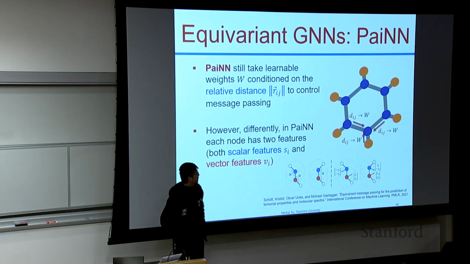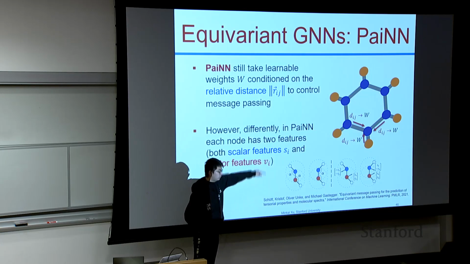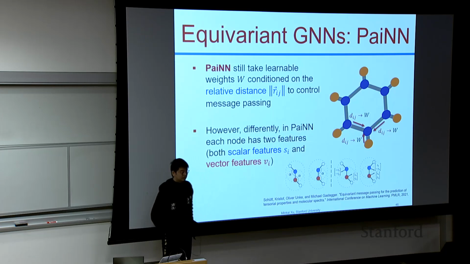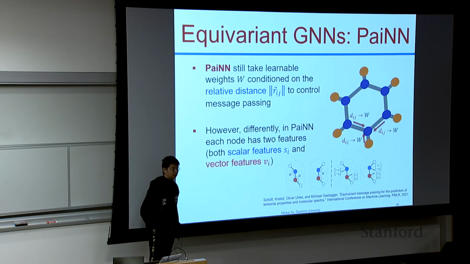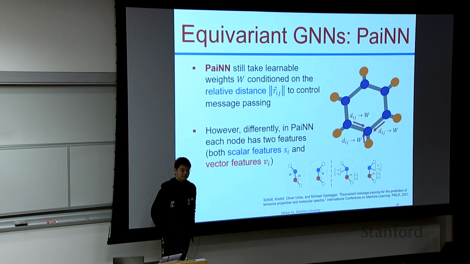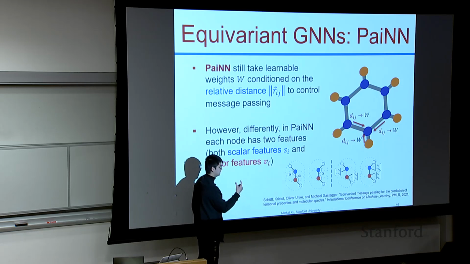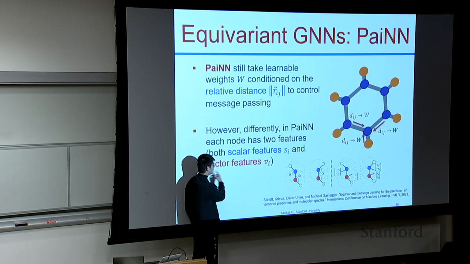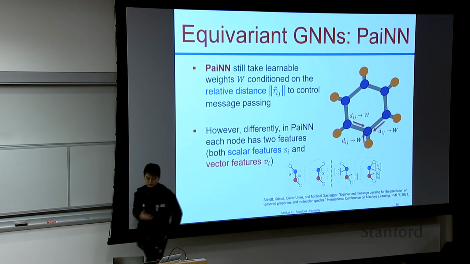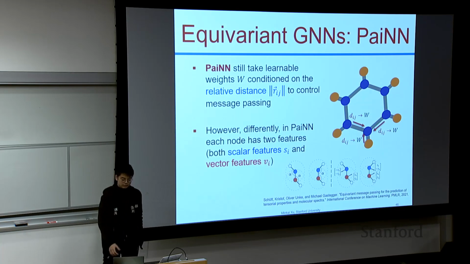And the filter, or this weight matrix W, is still conditioned on just the distance. But what is different is that for every node, we now not only have a regular node embedding, the invariant node embedding as I introduced before. For every node, after every layer, we also give an additional vector feature. The vector feature will change together with the input.